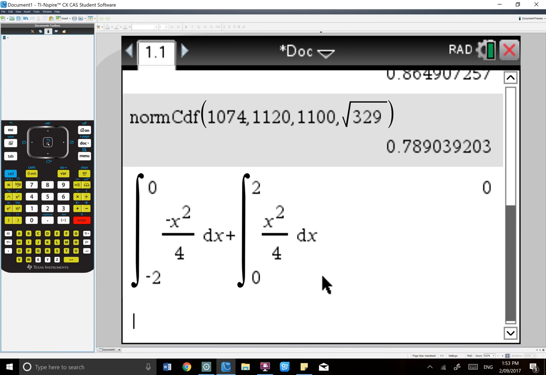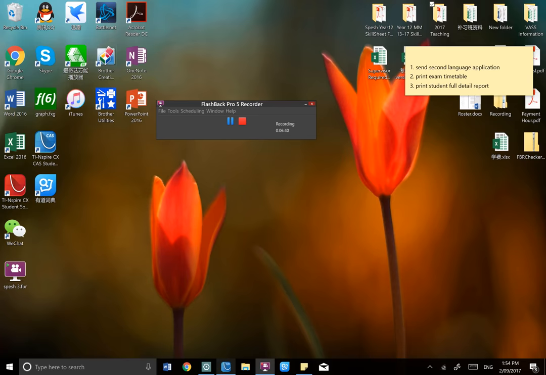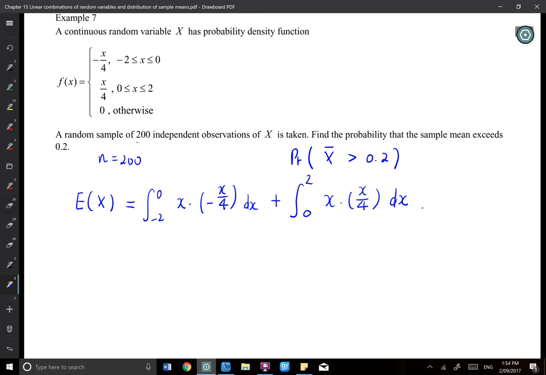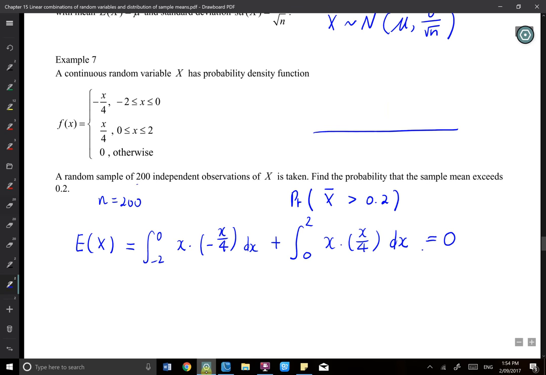That's a 0. Expected value is 0. That's fine. As long as the variance doesn't equal 0, I'm happy about that. Okay. Let's see the shape of this f(x). At 0, we have 0. At negative 2 it is 1, and at 2, you will have 1.